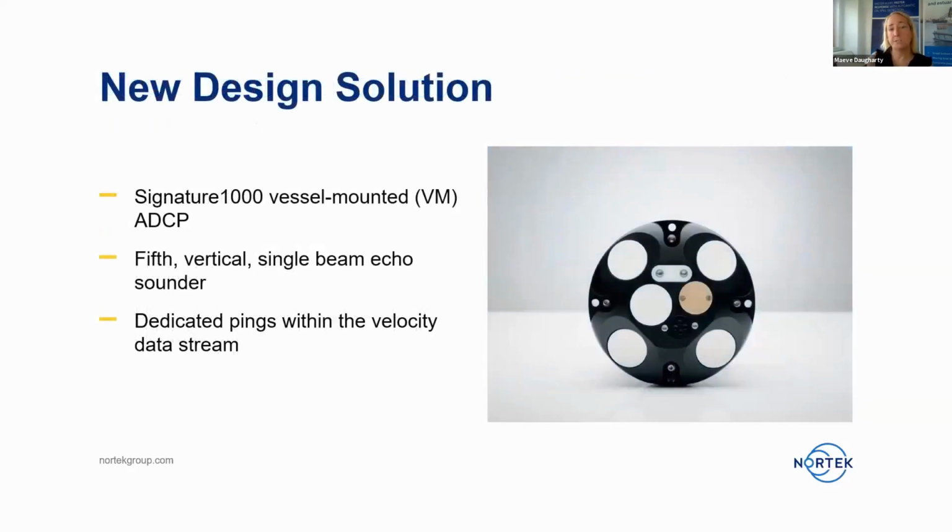So Nortek's Signature 1000 vessel-mounted ADCP was designed to address these limitations. It uses a 5th vertical single beam echosounder that occupies dedicated pings within the velocity data stream. So now both the velocity and echosounder measurements can be optimized.